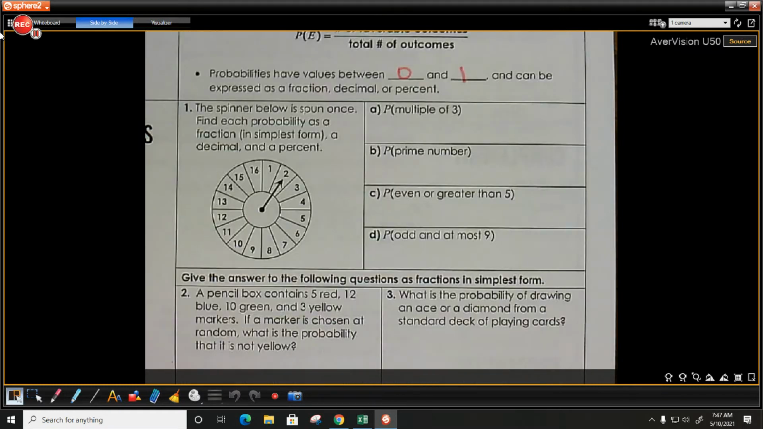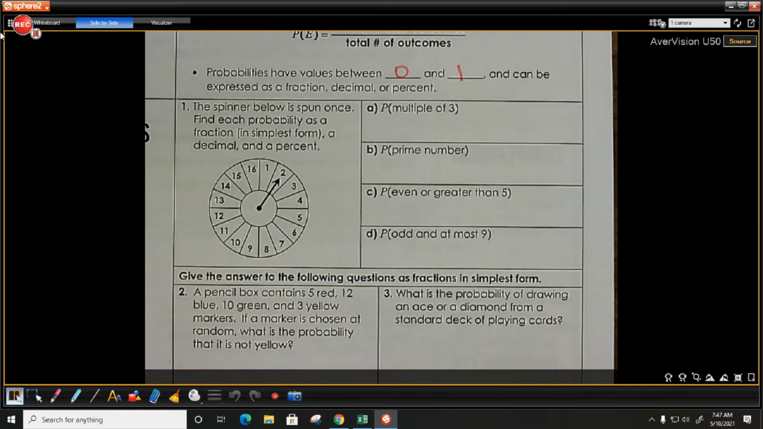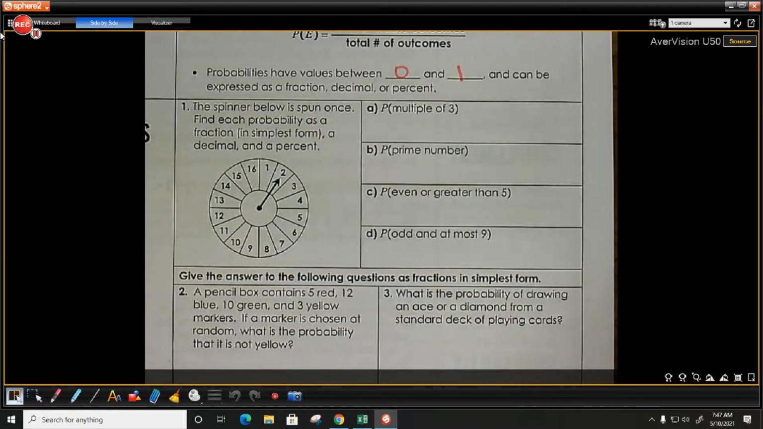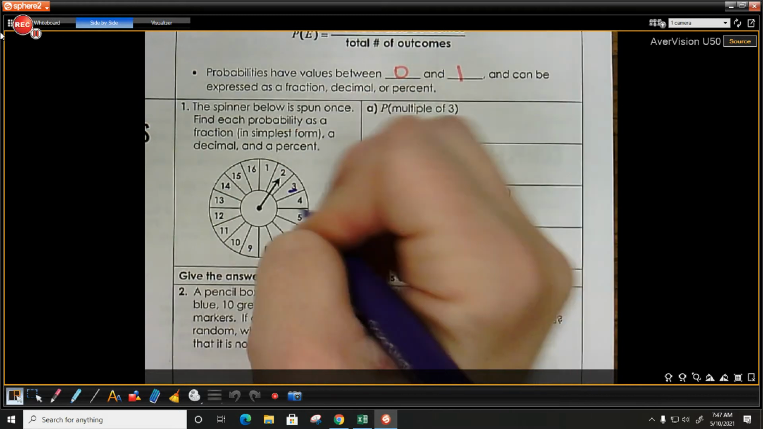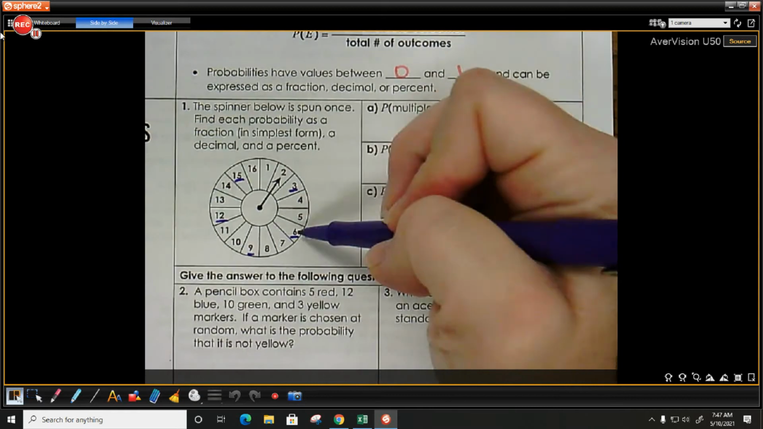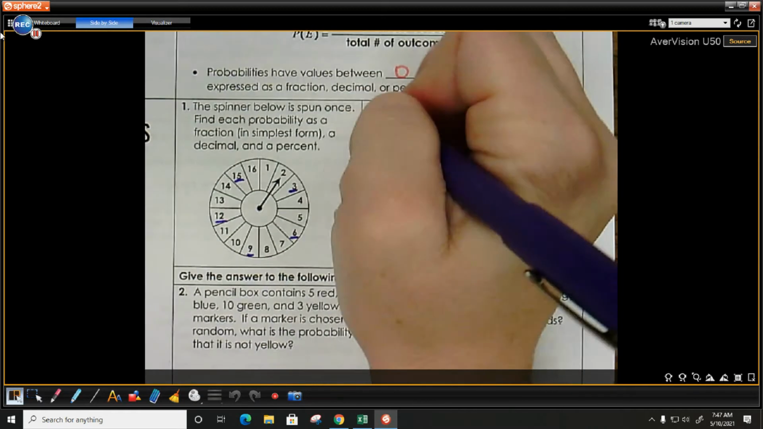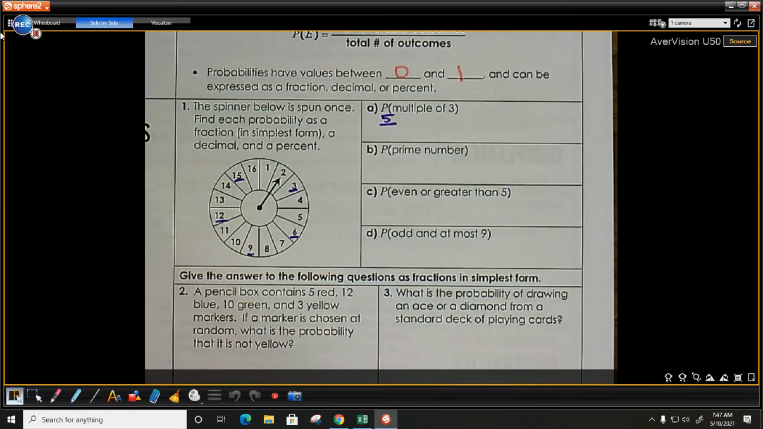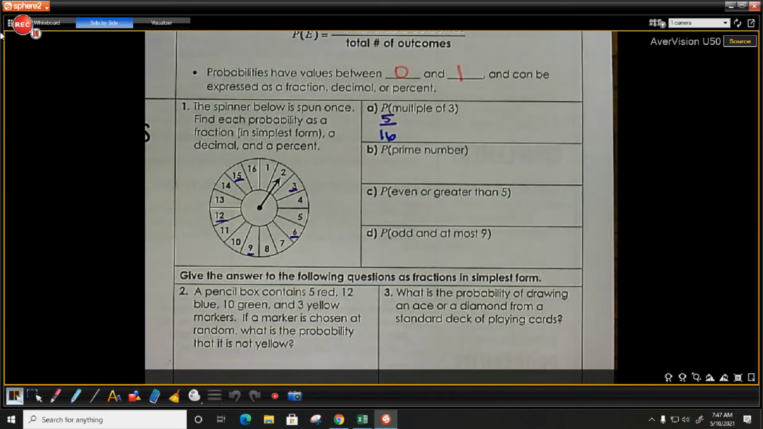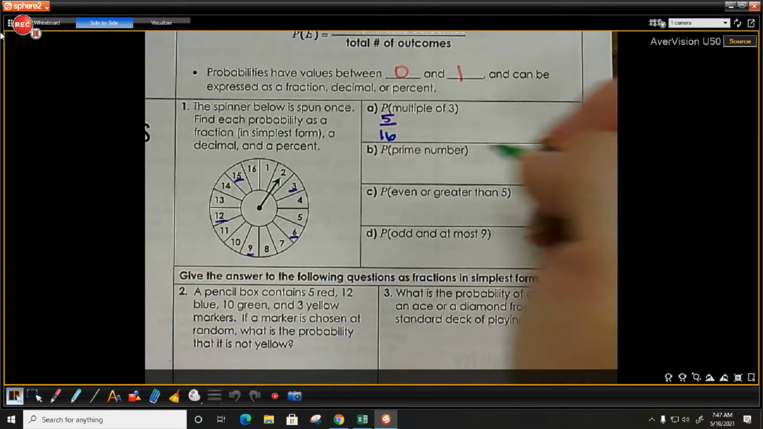So, let's do the theoretical probability here. What is the probability of spinning a multiple of 3? So, let's think. What are multiples of 3? 3, 6, 9, 12, and 15. 1, 2, 3, 4, 5. So, 5 over, what's the total number of options when you spin? 16. Does 5 over 16 simplify? No. So that's it as a fraction.